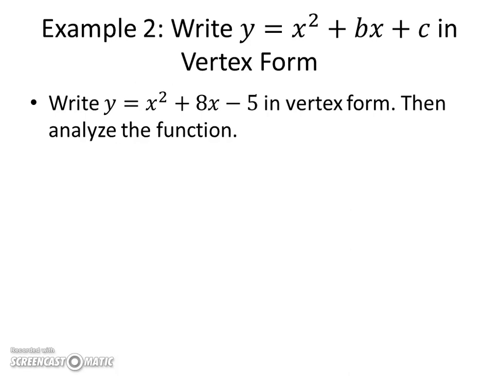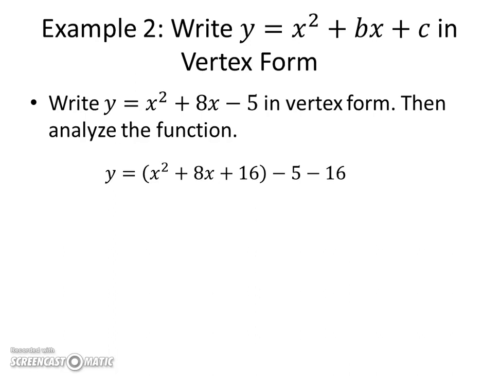So this one, write it in vertex form. The idea is that x squared plus 8x minus 5 is not a perfect square. So we're going to complete the square by adding 8 divided by 2 squared, which is 16. So we're going to add 16 to both sides, or to the inside. If we add 16 to one side, we have to subtract 16 from the same side. The idea is we would have added 16 to y, which wouldn't have helped us.